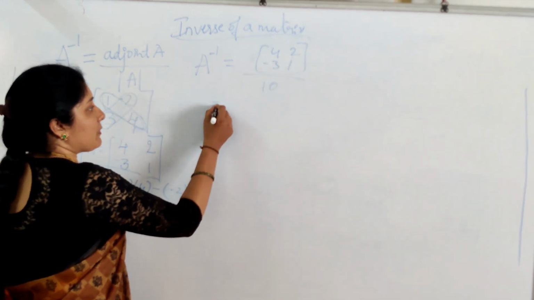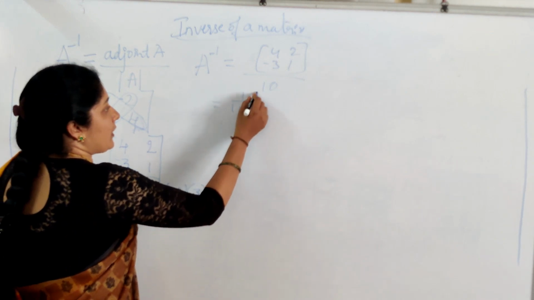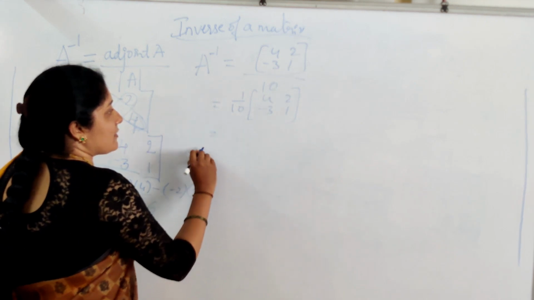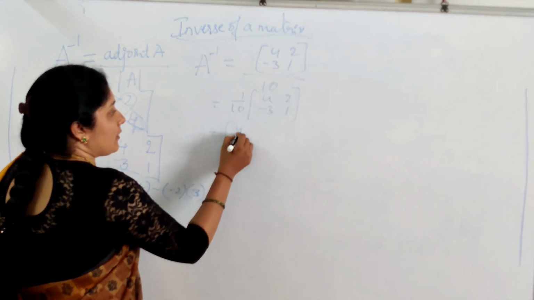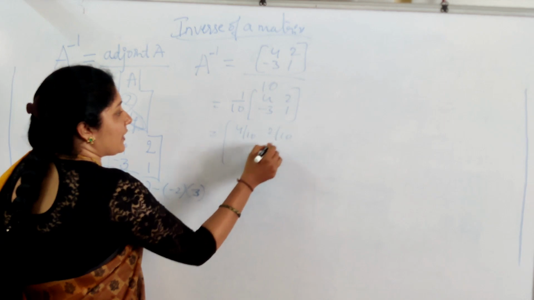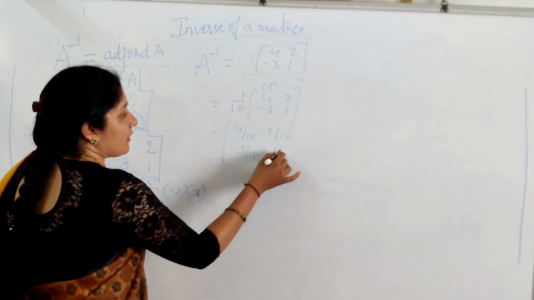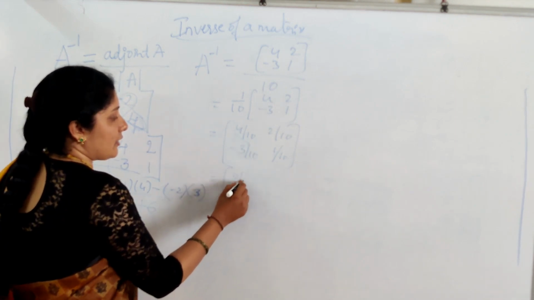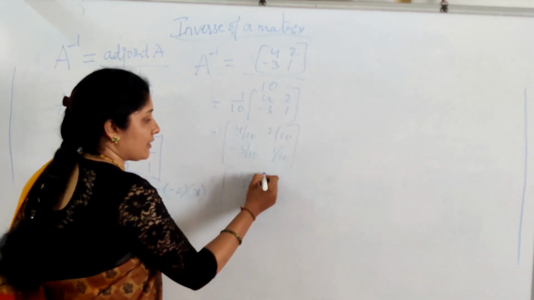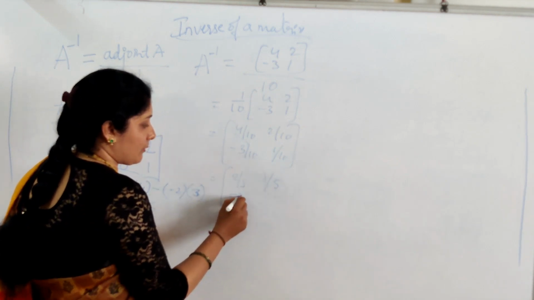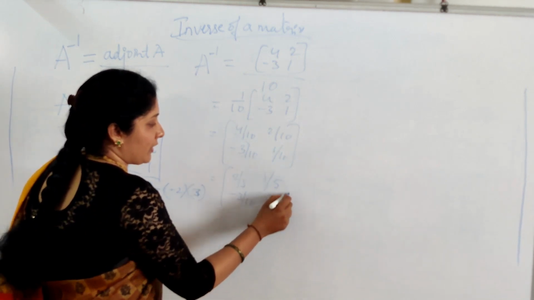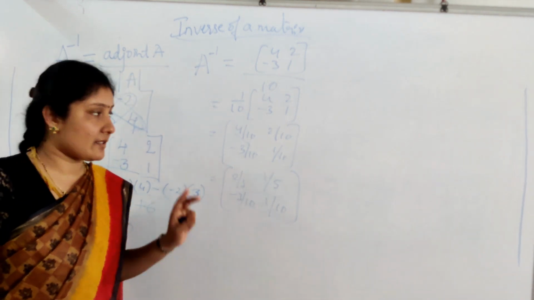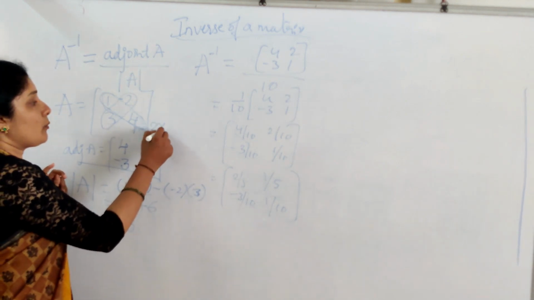Now let me simplify this. 1 by 10 into 4, 2, minus 3, 1, and this is 4 by 10, 2 by 10, minus 3 by 10 and 1 by 10. Simplify this. This is 2 by 5, right? And here it is 1 by 5, minus 3 by 10 and 1 by 10. So this is the inverse of a matrix when the size is 2 by 2.